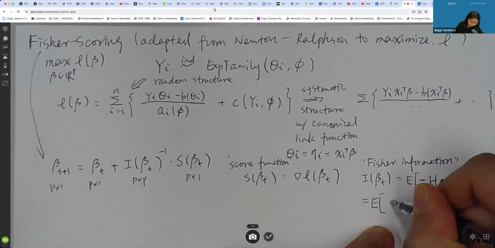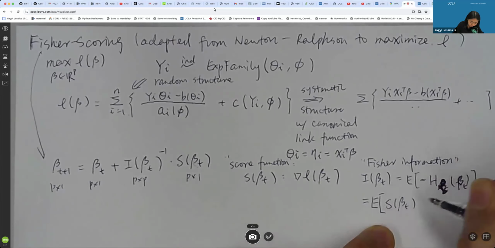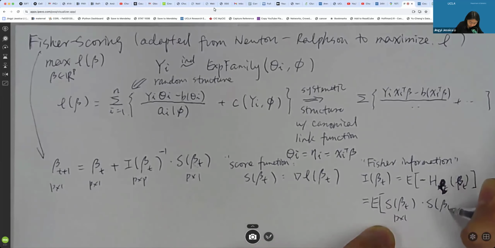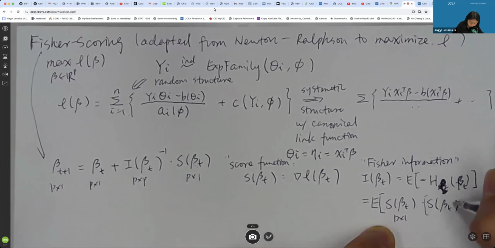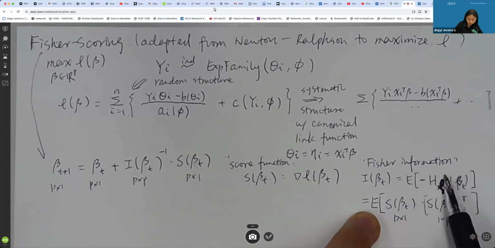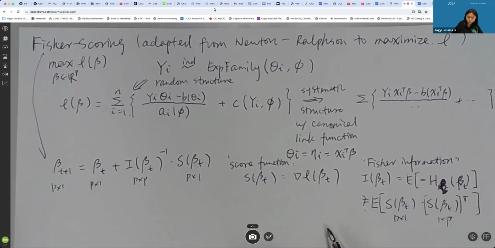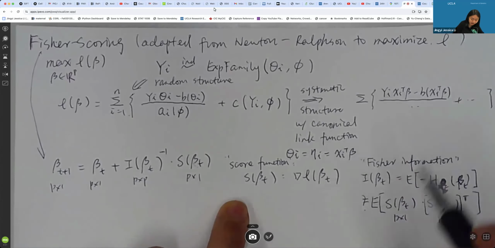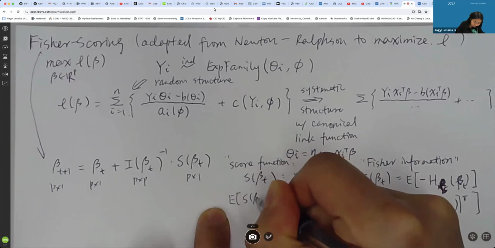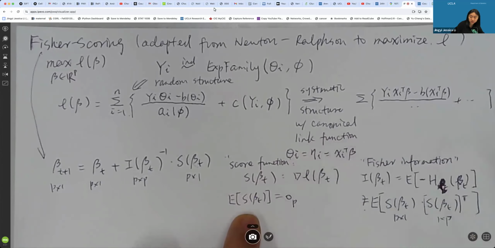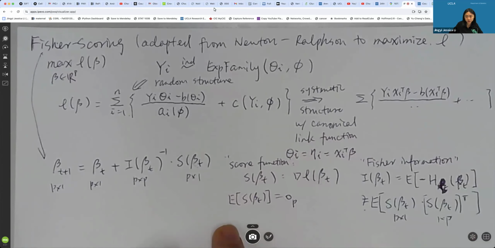So it's basically S beta t, which is p by 1, times S beta t transpose, which is 1 by p. So then you get a p by p matrix. We didn't show the equivalence here, but it is something you can show yourself. The key thing to remember is that the score function has expectation equal to 0 at any beta value, and this 0 is a p-dimensional zero vector. That's something we showed previously.